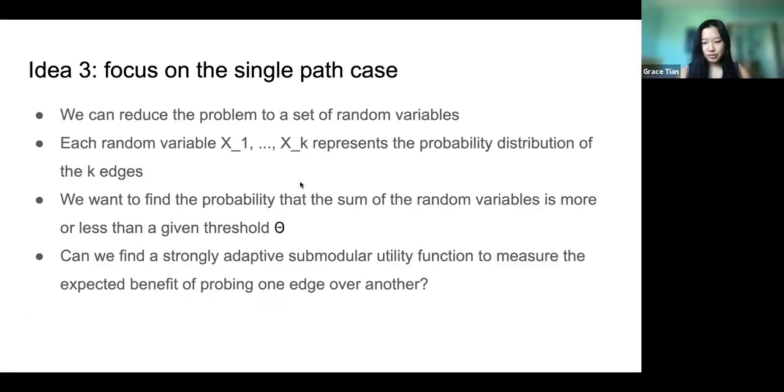So our third idea was to focus on the single path case. There's only one path from the source to the destination, and that path contains k independent edges. The probability distribution for each edge is given by a random variable, and our goal here is to find the probability that the sum of these random variables, or the total length of the path, is more or less than a given threshold theta with some degree delta of certainty. To apply the framework, we want to find a strongly adaptive submodular utility function so that we can apply a greedy probing algorithm.